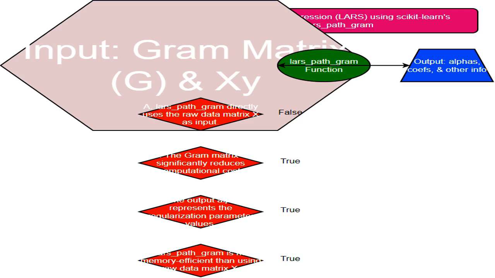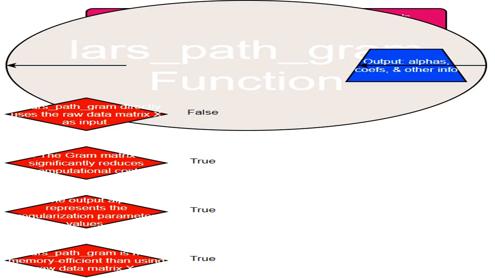To do LARS, I need two things: the gram matrix, G, which is X transpose multiplied by X, where X is the dataset, and XY, which is X transpose multiplied by Y, where Y is the output. Think of it like providing summaries instead of the whole dataset, saving me a ton of computation. The core of my work is this function, _lars_path_gram. It's a special function in sklearn designed to efficiently perform LARS using the gram matrix, G, and XY instead of the raw dataset X.